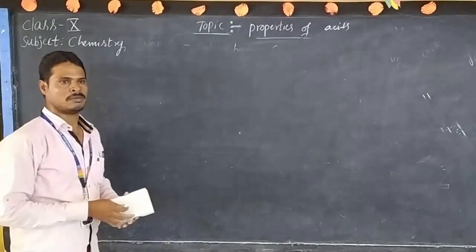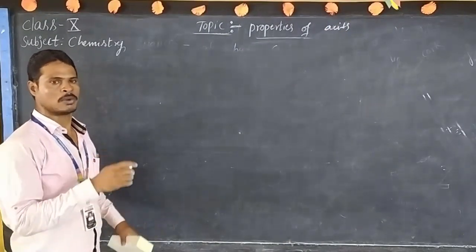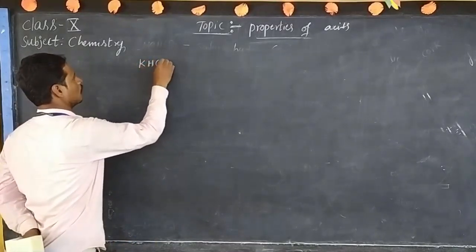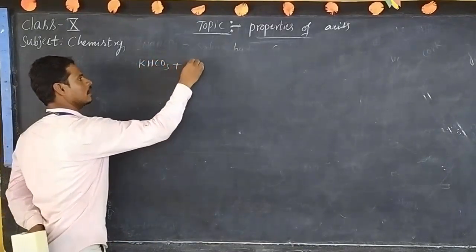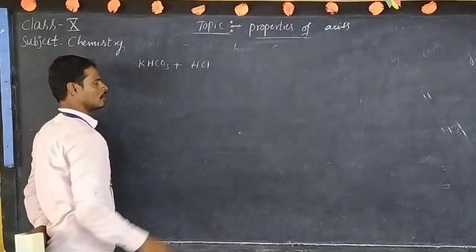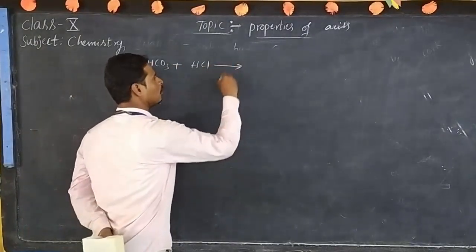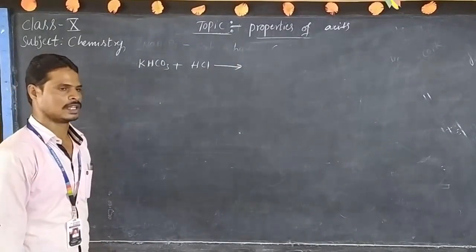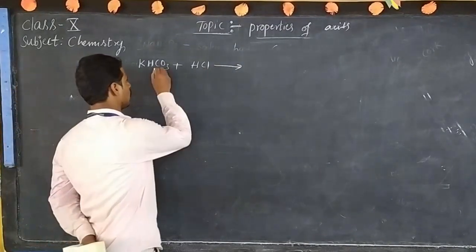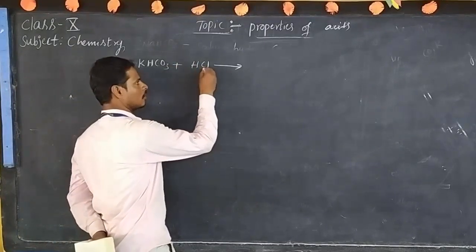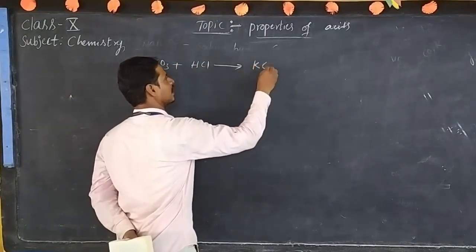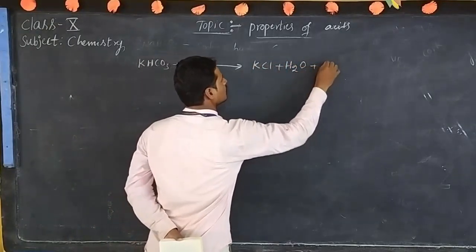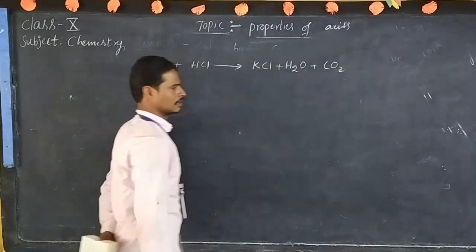So instead of sodium bicarbonate, we take potassium bicarbonate. Potassium bicarbonate reacts with the hydrochloric acid. Then what happens? Do we get the same result or not? Yes, we get the same result. Potassium bicarbonate reacts with the hydrochloric acid to form salt, water, and liberation of CO2 gas.